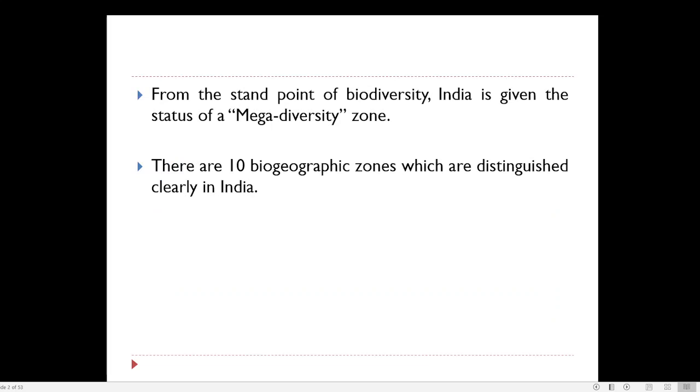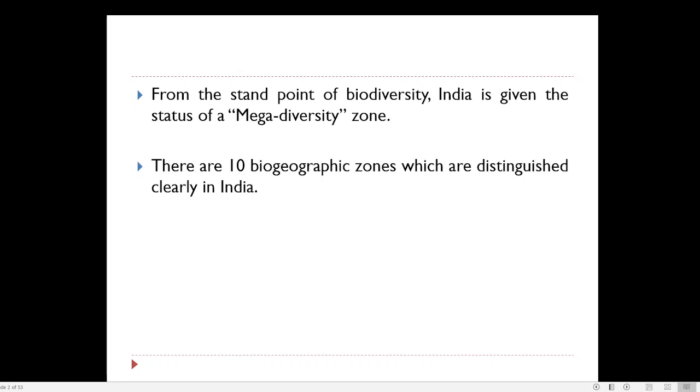One is that India is known as a mega diversity zone, because India is geographically very different from other countries of the world. We have desert, we have snow-covered areas, we have rainforest, and we have plateaus. So different types of climatic zones or geographical regions are present in India, which gives rise to different types of diverse animals in India.